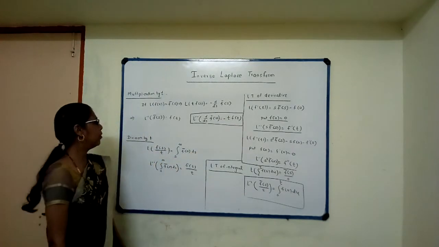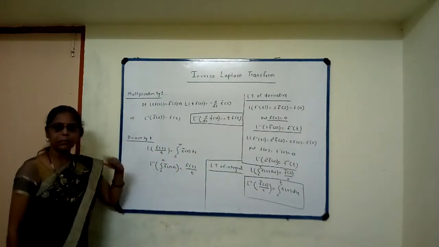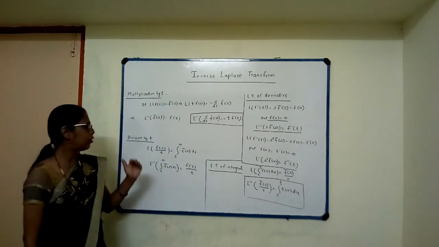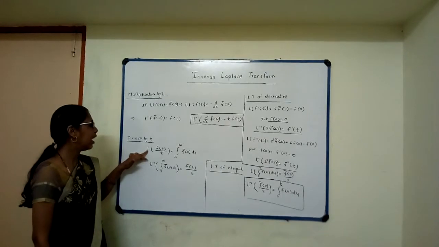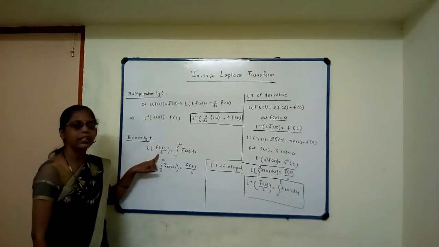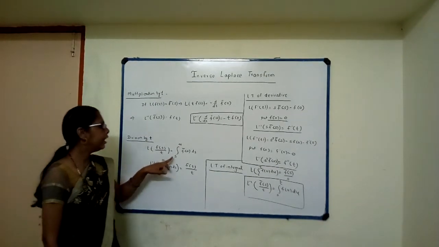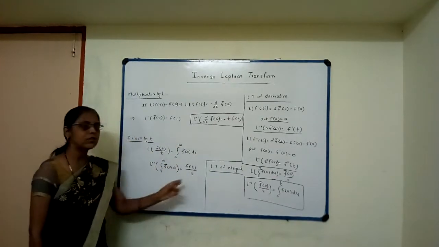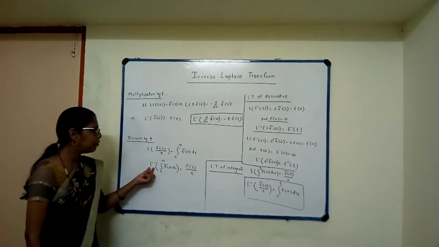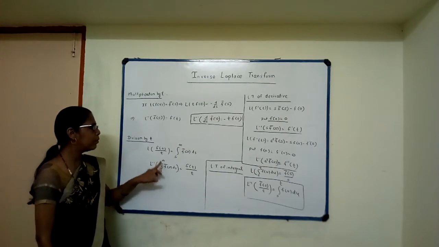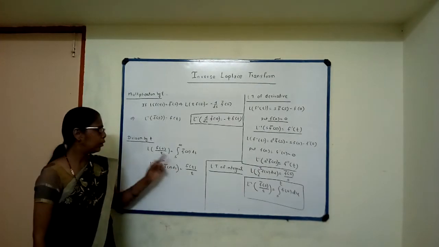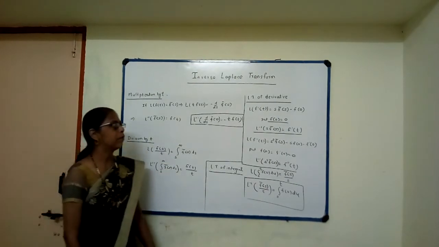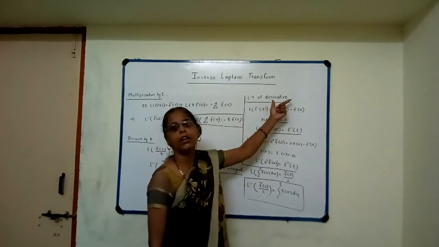Now next formula, division by t. डिव्हिजन बाय टी चा लॅपलासचा जो फॉर्म्युला आहे त्याच्यावरूनच आपण लॅपलास इन्व्हर्सचा फॉर्म्युला यूज करतो. We know that Laplace transform of f of t by t, division by t, is integration from s to infinity f bar of s. Now take this Laplace to right hand side. So Laplace inverse of integration from s to infinity f bar of s is equal to f of t upon t. Now next formula, Laplace transform of derivative.